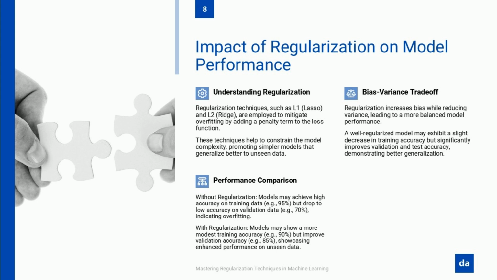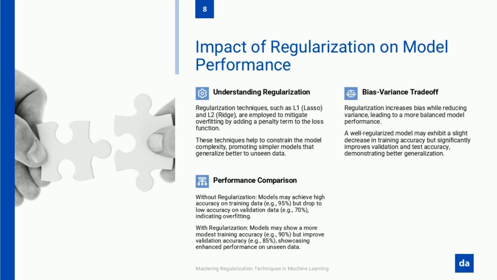Model B with regularization. Now we apply L1, L2, or ElasticNet to Model B. The training accuracy might drop a little, maybe from 99% to 90%, but the real magic happens on new data. The validation accuracy jumps up because now, instead of memorizing, the model actually understands the data.